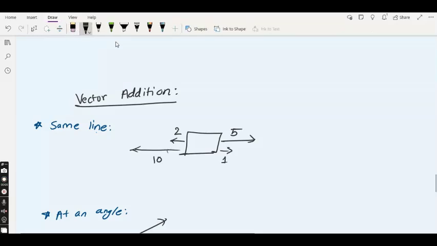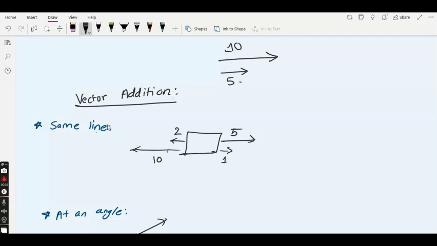So vectors are usually represented by an arrow, and the arrowhead shows the direction of the vector. So this arrow is pointing forward, so the vector is in the forward direction. And the magnitude of the vector is represented by the length of the arrow. So let's assume this arrow's magnitude is 10. So an arrow that is half of it will be 5, and so on. Okay, now how do we add vectors?